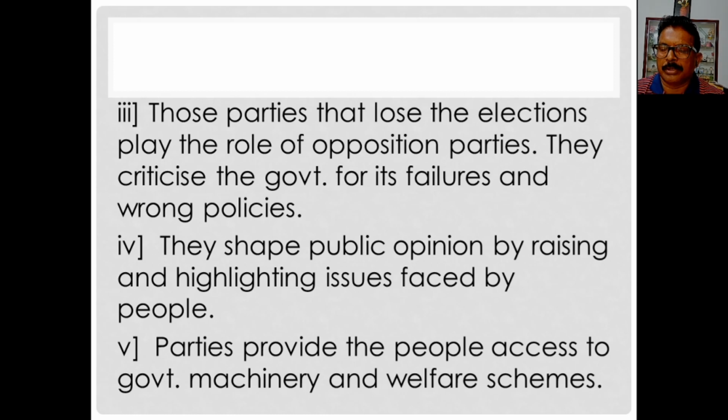The next point: parties provide the people access to government machinery and welfare schemes. It is the parties who will provide the people access to various government machineries and welfare schemes. So for the Life Mission programs and various other programs introduced by the government, you approach the party leaders, and they will help you to reach the secretariat and get your work done.